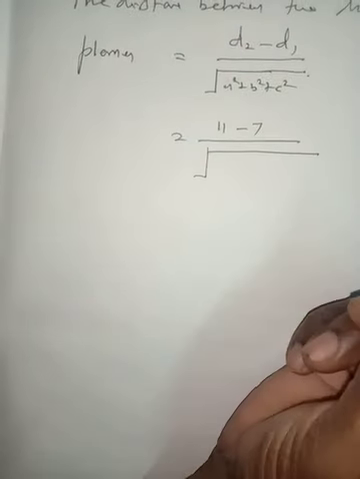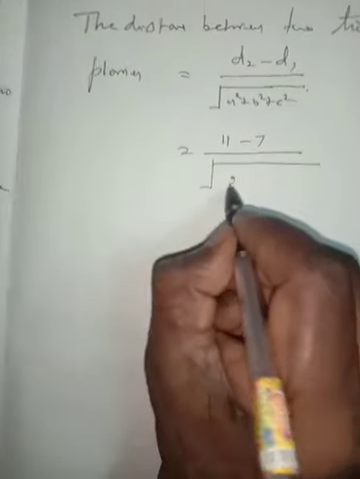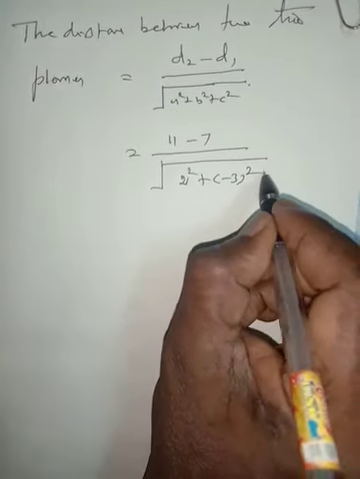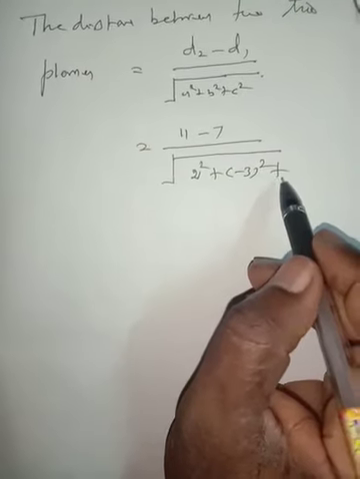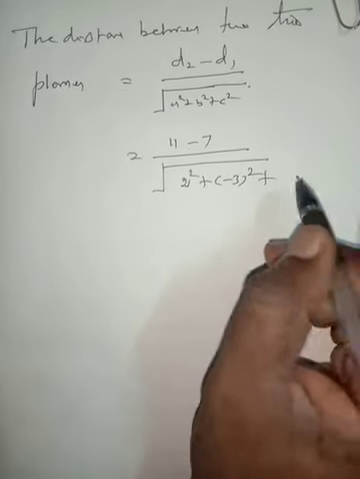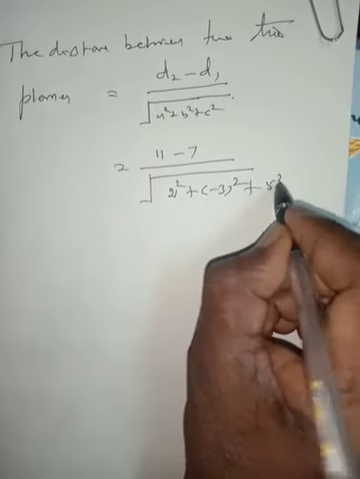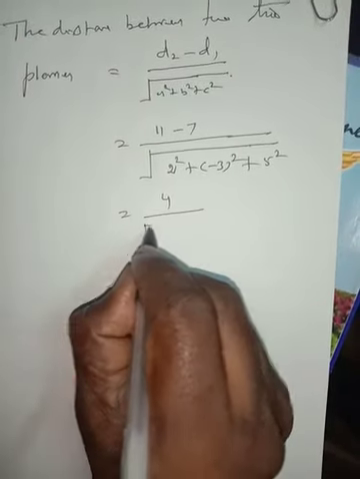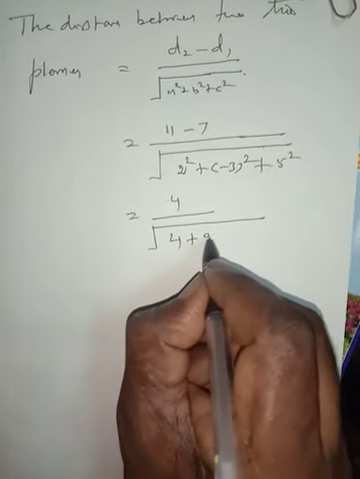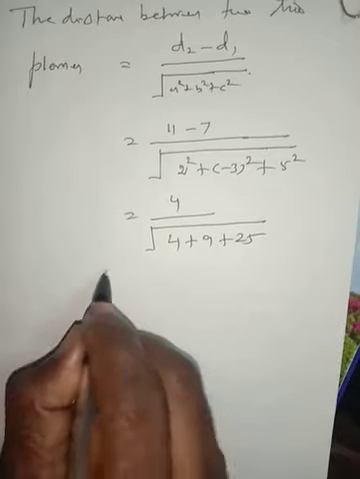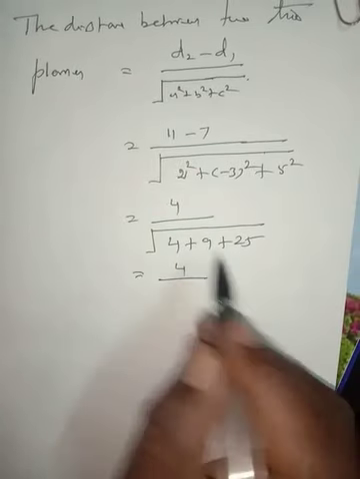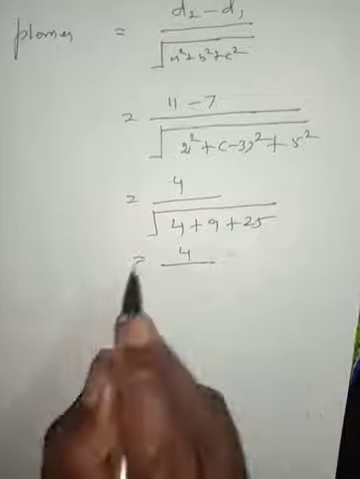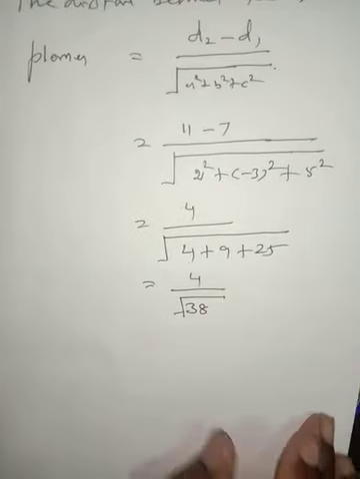square root of 2 square plus minus 3 whole square plus 5 whole square, which is 4 divided by square root of 4 plus 9 plus 25, is equal to 4 divided by 9 plus 4 is 13, 13 plus 25 is 38.